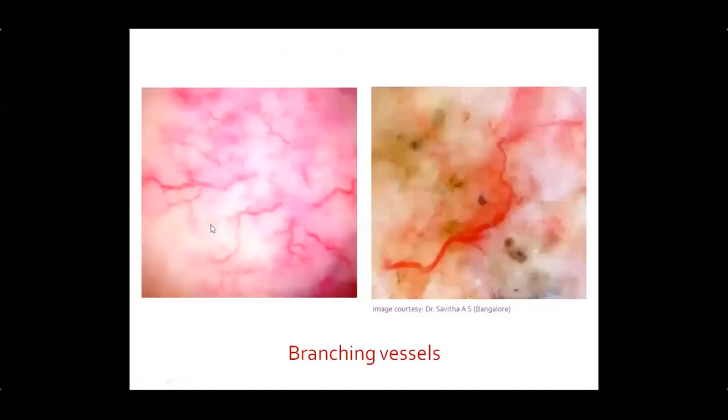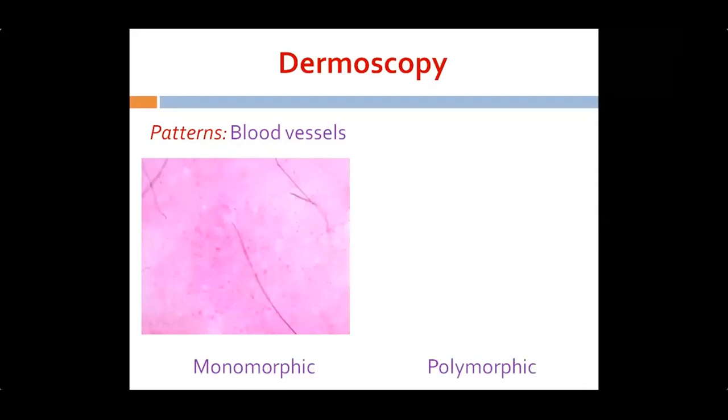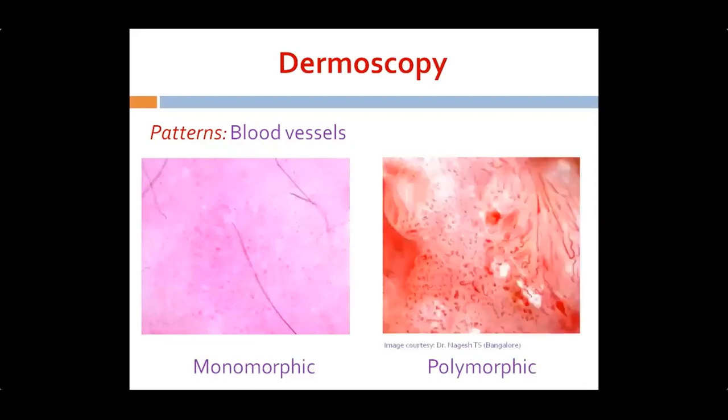Here the branching is simple, whereas here you can see the vessels are not only branching, but they are progressively tapering. And this type of pattern has been described as an arborizing pattern, which is highly characteristic of basal cell carcinoma. So these are examples of looped vessels. And morphologically, the blood vessels are designated as monomorphic when a single morphology predominates, or polymorphic when multiple morphologies are seen in unison. In broader terms, a monomorphic pattern is usually associated with benign lesions, whereas a polymorphic vascular pattern is usually associated with malignant lesions.